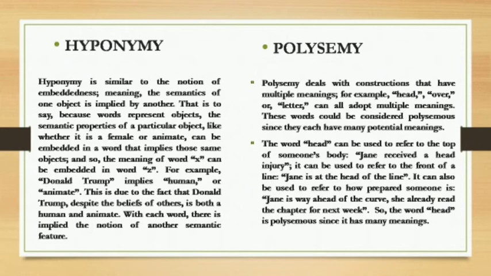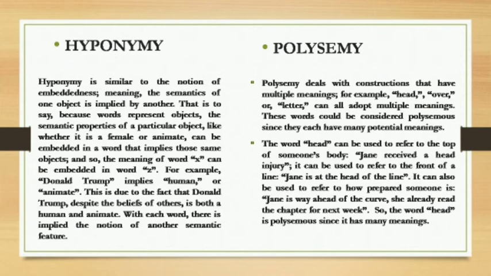For example, Donald Trump implies human or animate. This is due to the fact that Donald Trump, despite the beliefs of others, is both a human and animate. With each word, there is implied the notion of other semantic features.